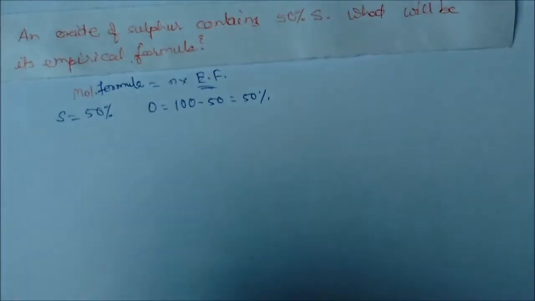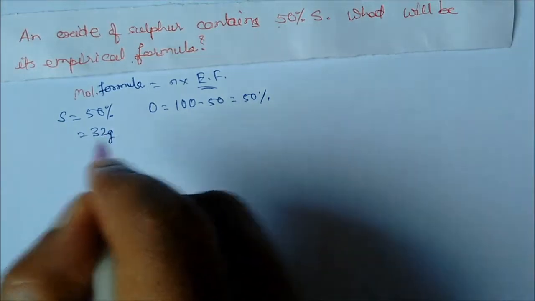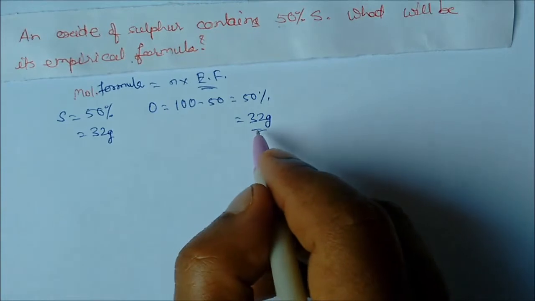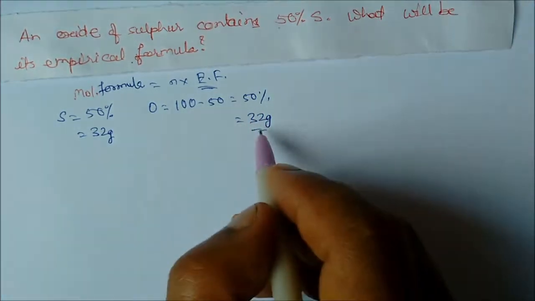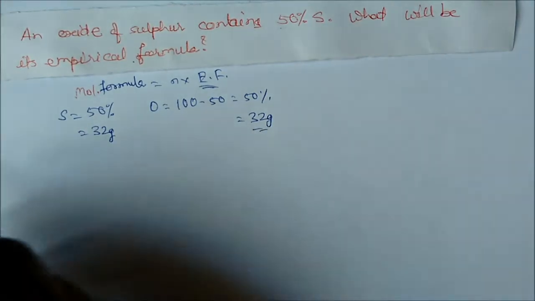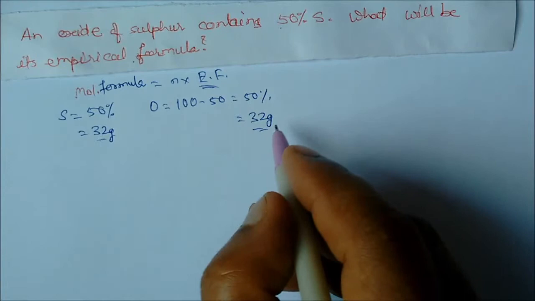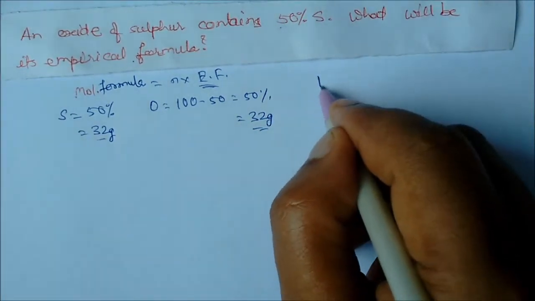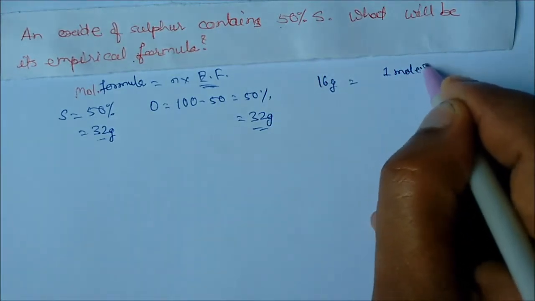And in terms of weight, 50% means 32 gram of sulfur. The same weight of oxygen should be present, so we take the same weight of oxygen. Sulfur is 32 gram, so how much oxygen do we require? For 16 gram oxygen, we require 1 mole of oxygen atoms.